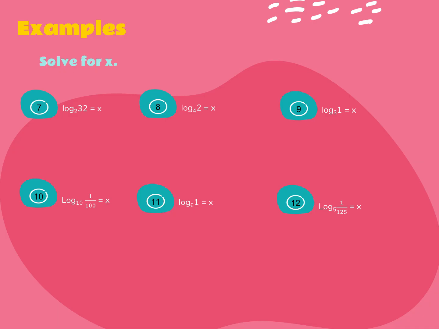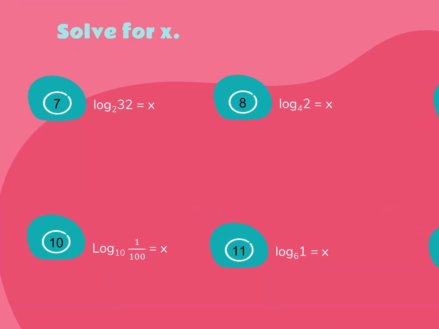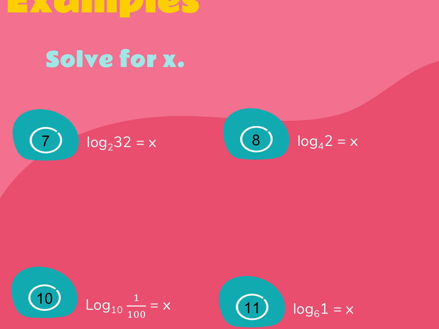All right, so let's try some examples. Now we're actually solving for something. We're solving for x, so it's not as simple as just converting from log to exponential or exponential to log. Let's look at number 7. I have log base 2 of 32 equals x. One way that you could do it is by using the properties of logs. The property of logs says that if I have the same base, then you can just cancel them out, and that's what you're left with.